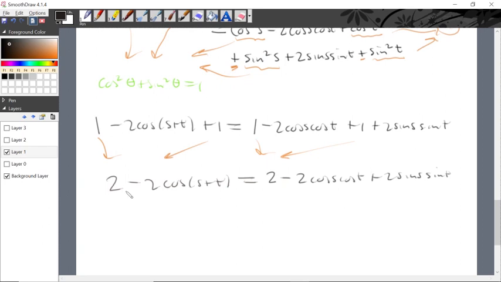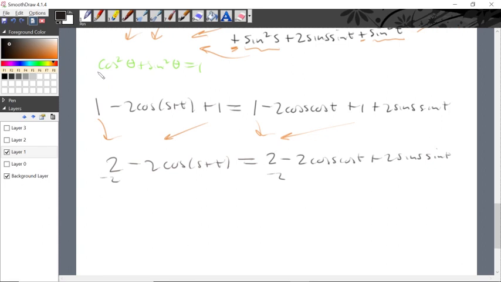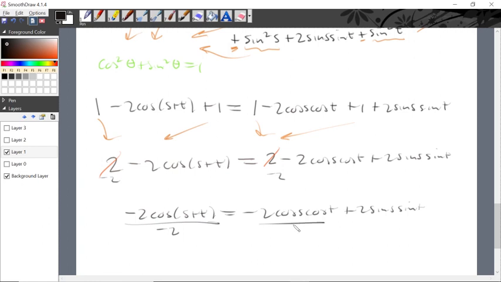Alright, now we can subtract 2 from both sides. That would cancel out this 2 right here. Okay, so that's gone. Right? So what do we have now? Negative 2 cosine s plus t is equal to negative 2 cosine s cosine t plus 2 sine s sine t. Now we spent all this time to try to prove an identity for cosine s plus t, and here we have cosine s plus t, and now we can divide by negative 2.